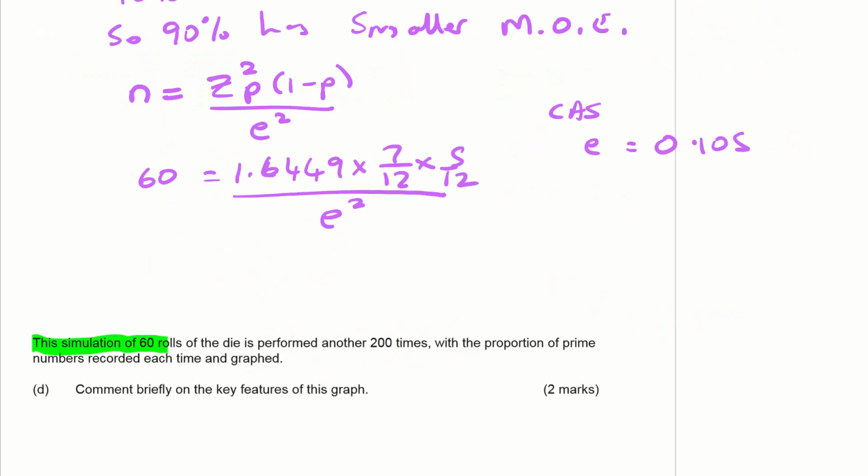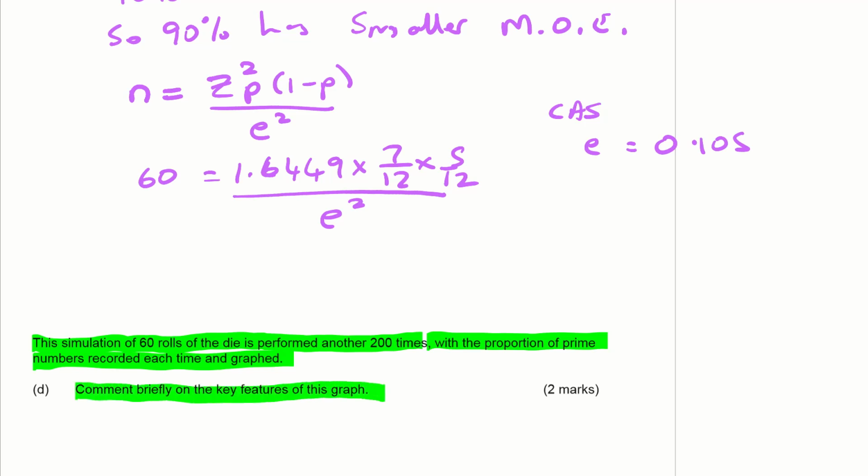This simulation of 60 rolls of the die is performed another 200 times, with the proportion of prime numbers recorded each time and graphed. Comment briefly on the key features of the graph.